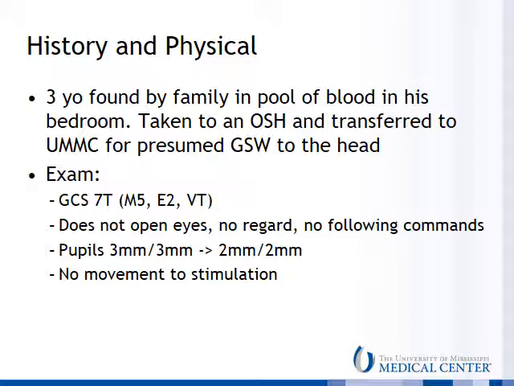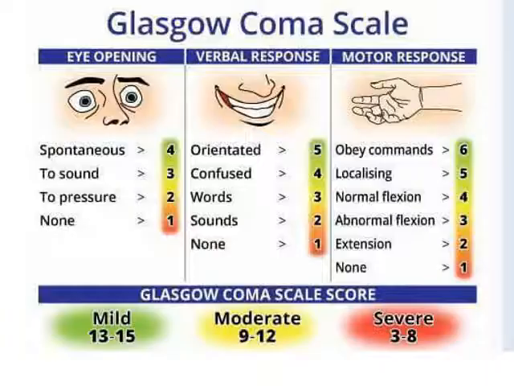On his exam, he's a GCS of 7T, and I'll get into the specifics of what that means in a second. His motor exam was 5, E, which means eyes, was 2, and his verbal was T, meaning that he was intubated. He does not open eyes, does not regard, does not follow commands. The pupils were 3 millimeters bilaterally, reactive and constricted down to 2 millimeters bilaterally, and there was no movement to stimulation.